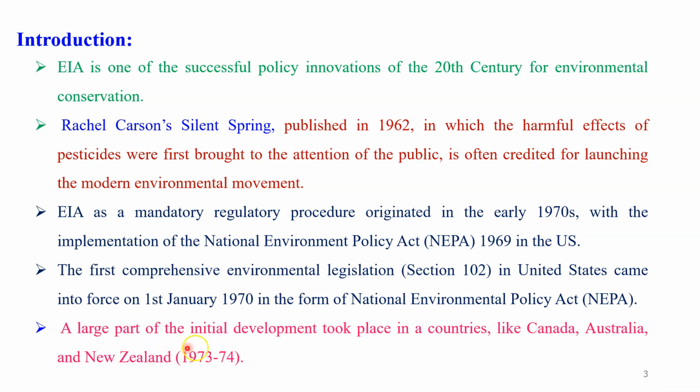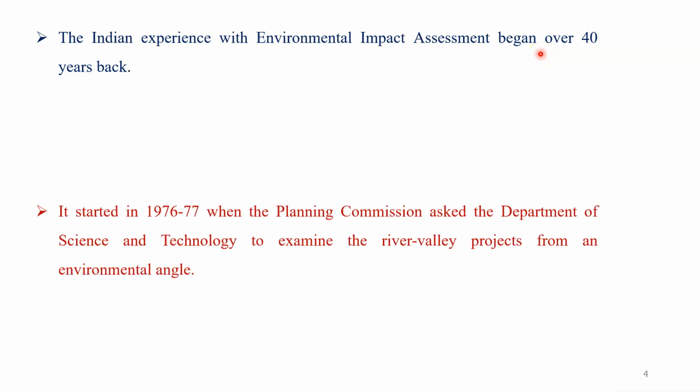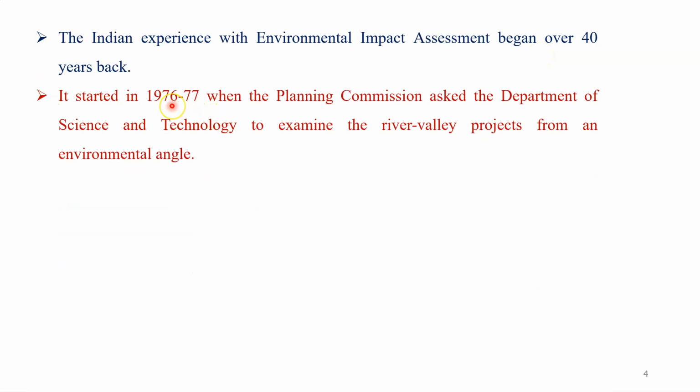Dear student, a large part of the initiative development took place in countries like Canada, Australia and New Zealand. It was the period of 1973 and 1974. With respect to India, the Indian experience with the environmental impact assessment began over 40 years back. It started in 1976-1977 when the Planning Commission asked the Department of Science and Technology to examine the River Valley projects from the environmental angle.